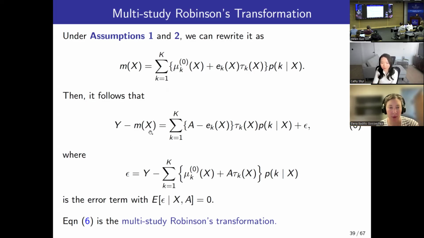So on the left-hand side of the equation, we see, again, the outcome residual. On the right-hand side, we see a weighted average of the study-specific treatment residuals, the study-specific HTE tau k, and the weights are the membership probabilities. So this is really the crux of the multi-study R-learner.